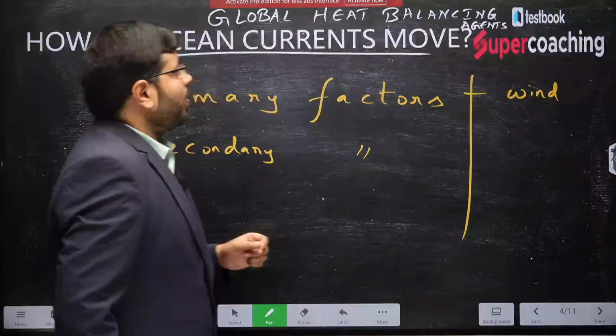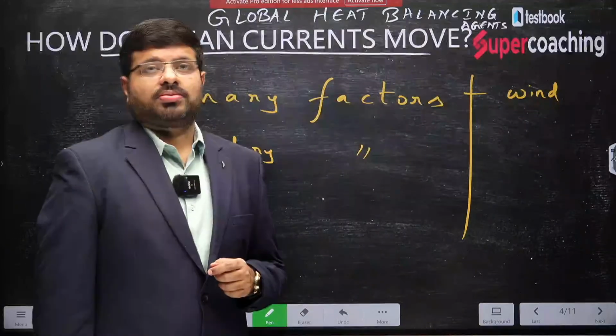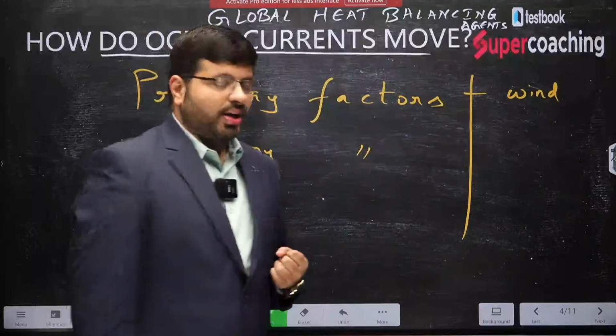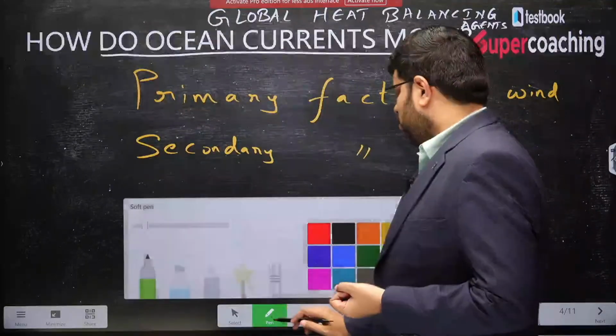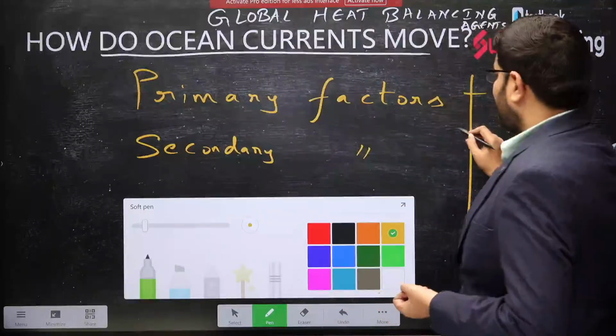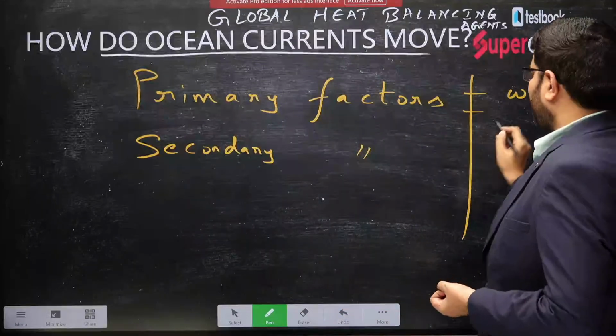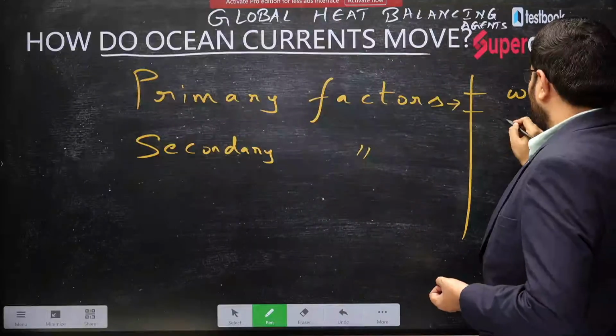What do you mean by global heat balancing agents? See, we all know that insolation is one of the prime reasons why there is so much difference. So another primary factor you have is insolation.